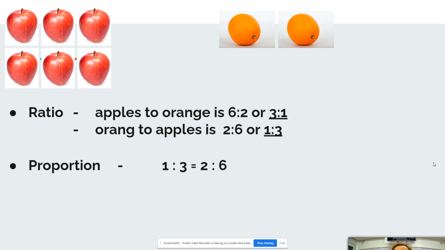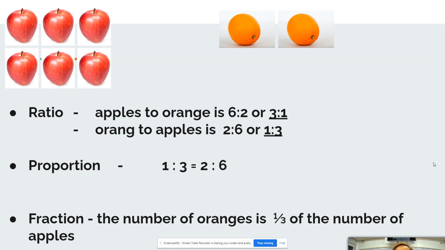Let's say the proportion of these figures is 1:3 is equals to 2:6. The fraction will be used as the number of the oranges is 1/3 of the number of the apples.